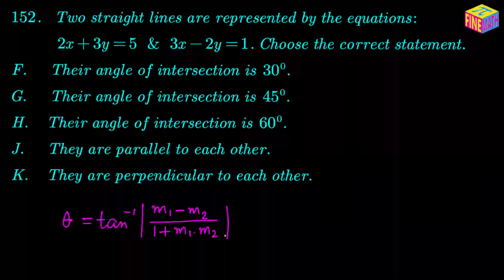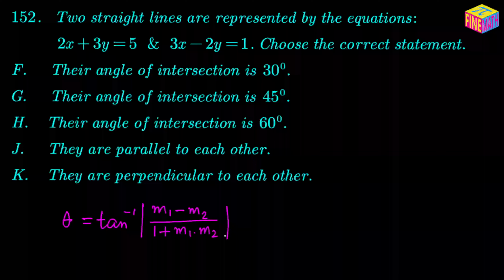Now from each of the equations, let's try to convert them into y = mx + c form so that we can easily find their slope, right? So from the first equation, can we convert the first equation like this? After converting the first equation into y = mx + c form, we can clearly see that the slope of the first straight line is negative 2/3. Similarly, let's convert the second equation into this form, and from the second equation we can see that the slope is positive 3/2.